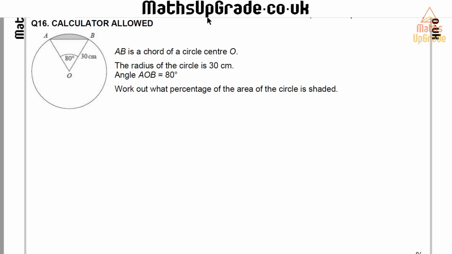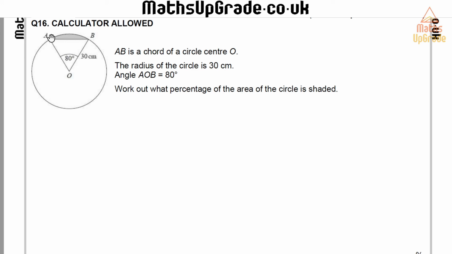So let's read through the question for these 5 marks. AB is a chord of a circle centre O. That means it's a straight line going from edge to edge. What that also means is that AO is a radius and OB is a radius. The radii are 30 centimeters each, so they're both 30 centimeters.